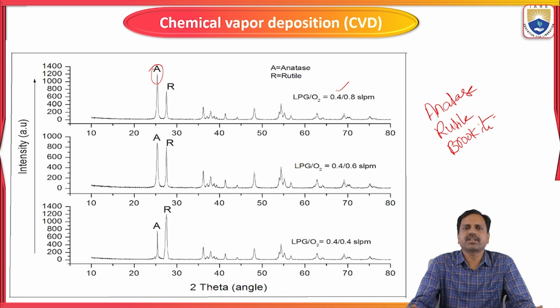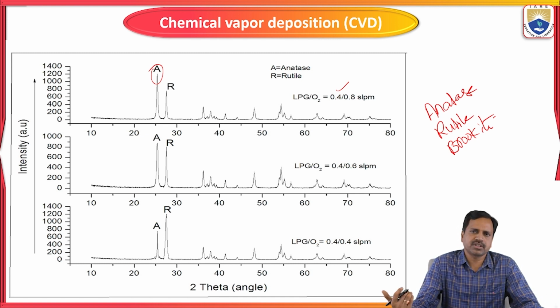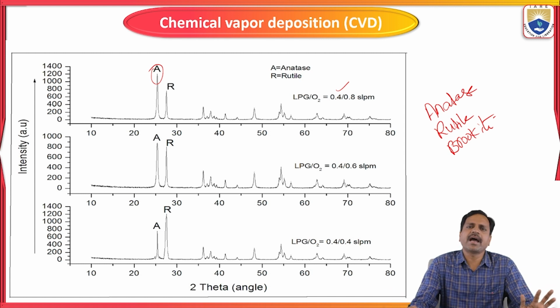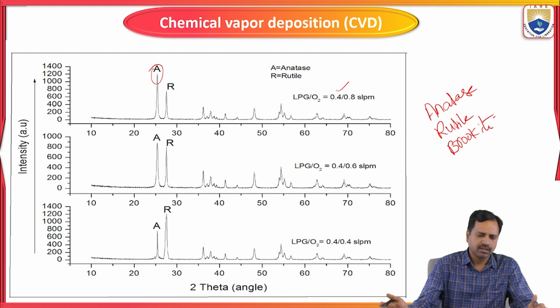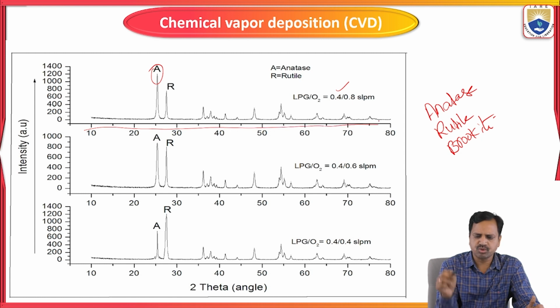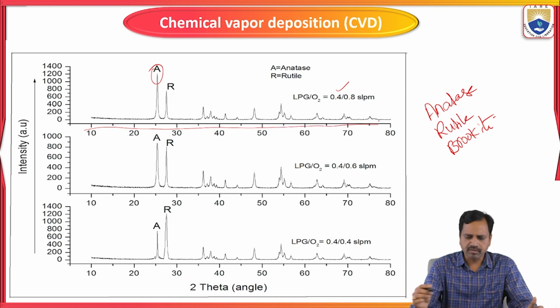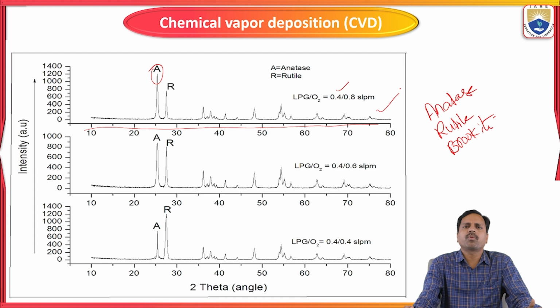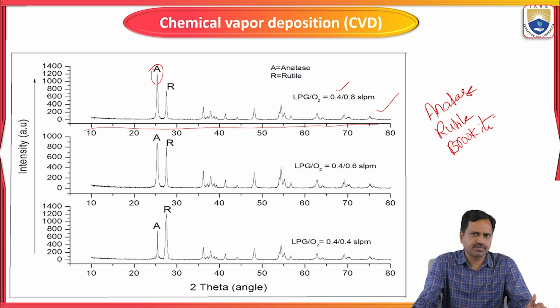This is the advantage of flame synthesis: we expect to get nanoparticles only, and they will be very crystalline. From this XRD data there is no formation of brookite. Even if some amount of the brookite phase is formed, it can be removed by calcination.